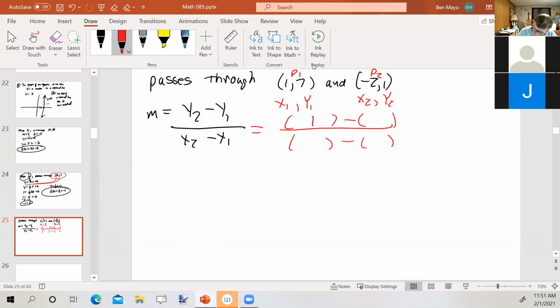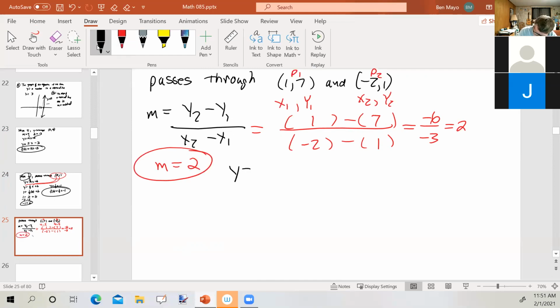Y sub 2 is 1, y sub 1 is 7, x sub 2 is -2, and x sub 1 is 1. 1 minus 7 is -6, -2 minus 1 is -3. -6 over -3 is 2. So the slope equals 2. So using y equals mx plus b, I get y equals 2x plus b. So I've got the slope. I need to find the y-intercept.